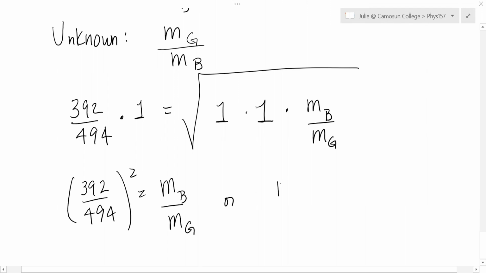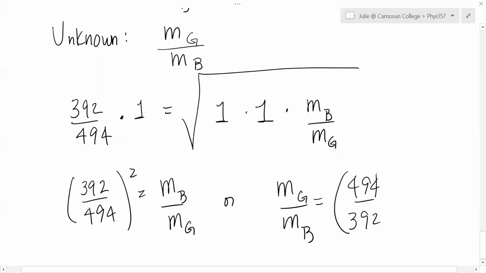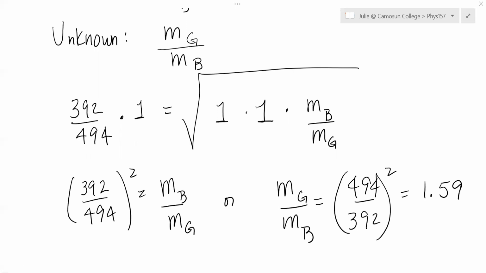Or MG, flip it, over MB is 494 over 392 squared. And I didn't have to work anything out. And that equals 1.59. The G string, this lower note tends to be a big fat string, so it's heavier. So that's 1.59. So that was A.